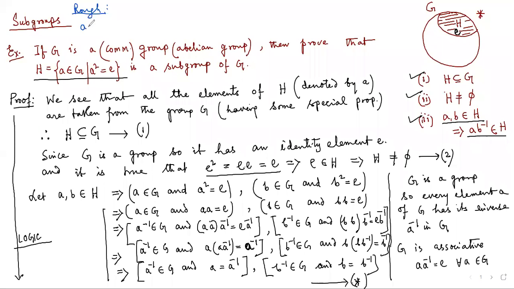If I choose two elements, and I want to show that AB inverse belongs to H, then we actually want to show that AB inverse whole square is equal to E, because this is the property of the given H. So we are going to start with this expression, AB inverse whole square, to check whether E comes out of it or not. Okay, so let's do it. Now, AB inverse whole square can be written as AB inverse into AB inverse.